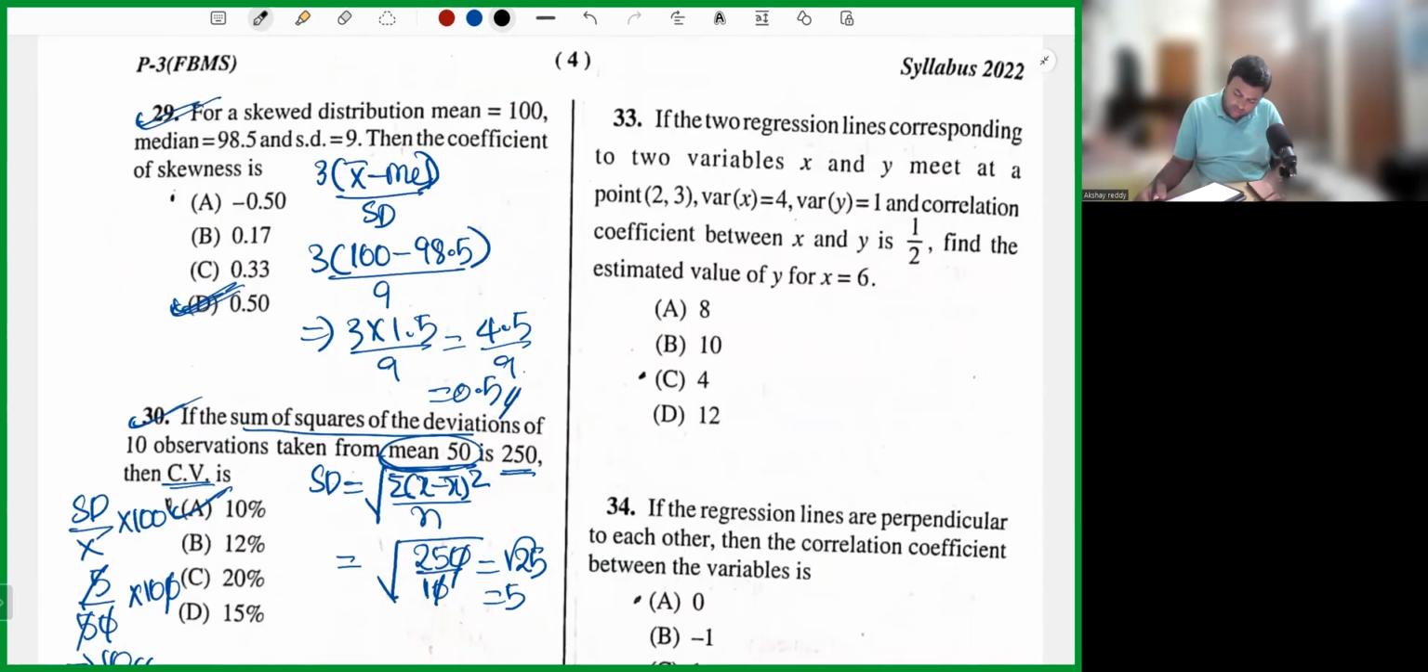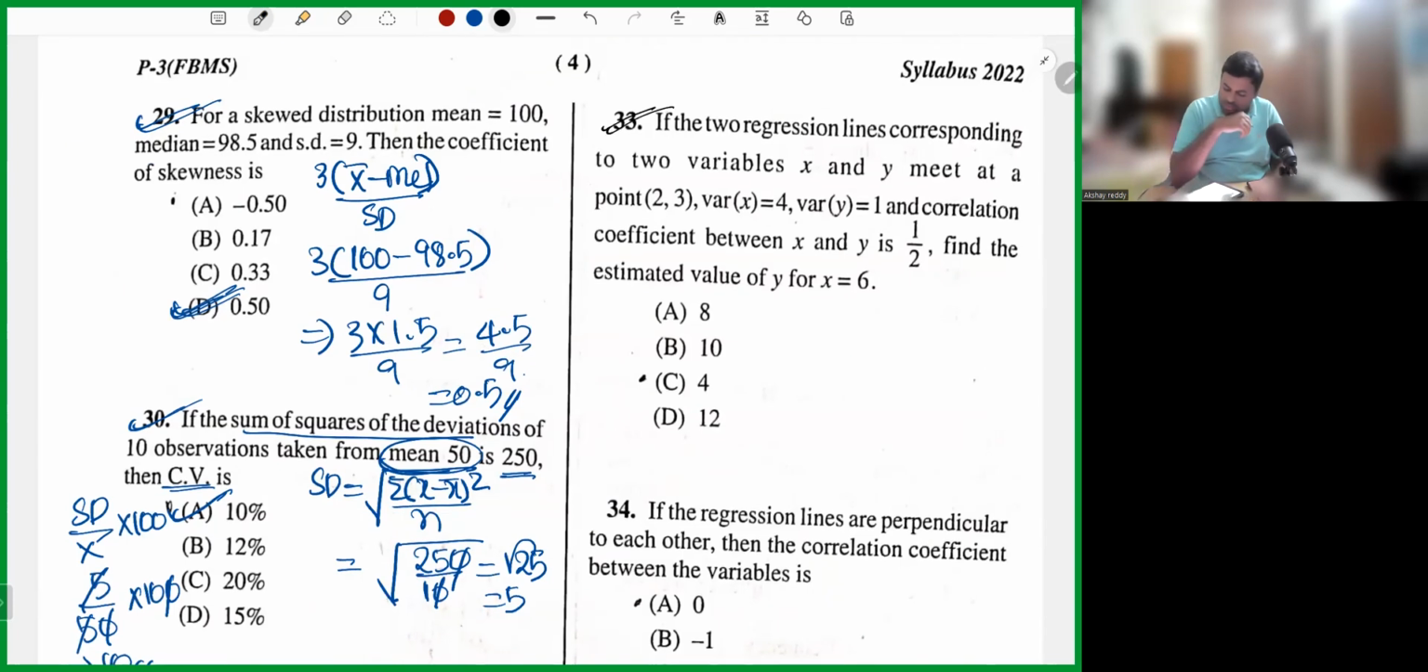Next, question number 33. If two regression lines, I guess there is some problem with this question, my dear friends. Let's see whether we'll get the answer or not, because some of the students told me that this question is wrong, but let's try. If the two regression lines corresponding to two variables x and y meet at point 2, 3, they'll meet at 2, 3. Where do two regression lines meet? Two regression lines meet at their respective means. X bar is 2, y bar is 3.